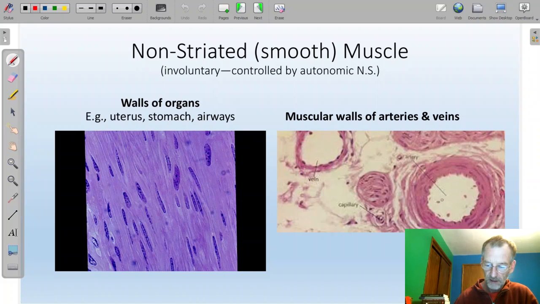So here is an artery, thick wall. Here's a vein, thin wall. Lots of smooth muscle in an arterial wall, very muscular. Not so much muscle in a vein. Okay. And that's all under autonomic control.